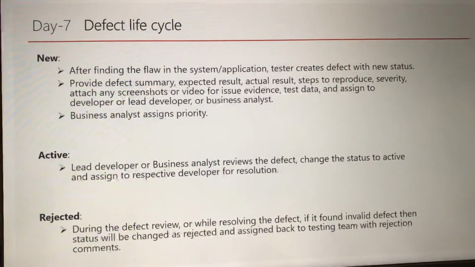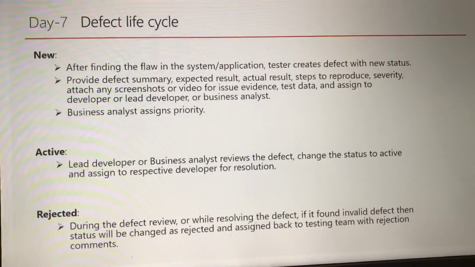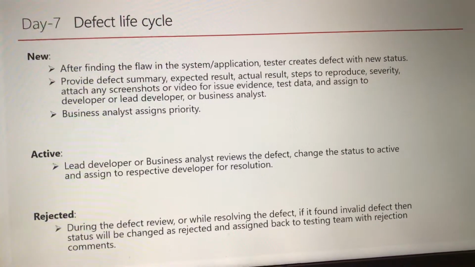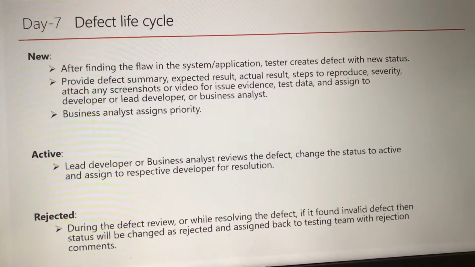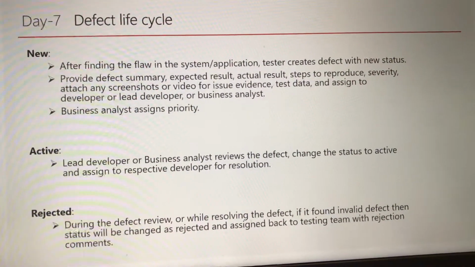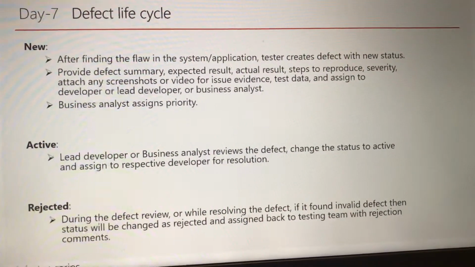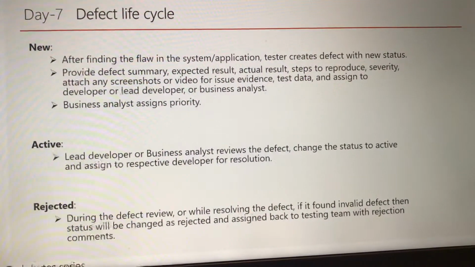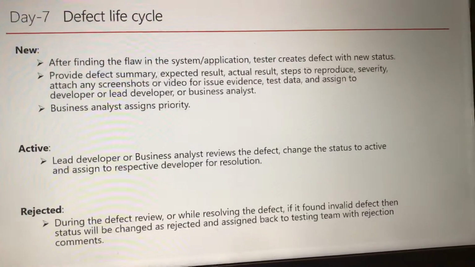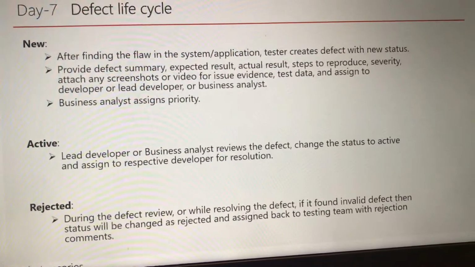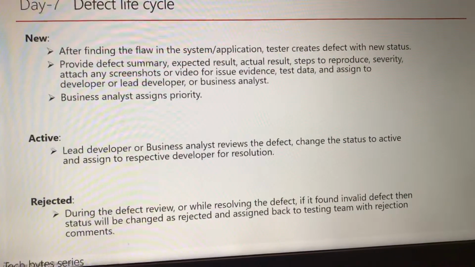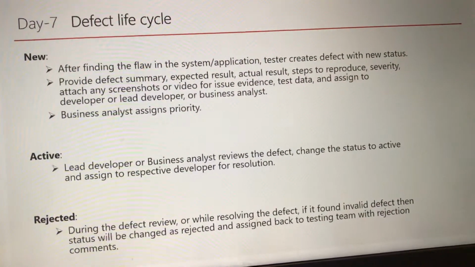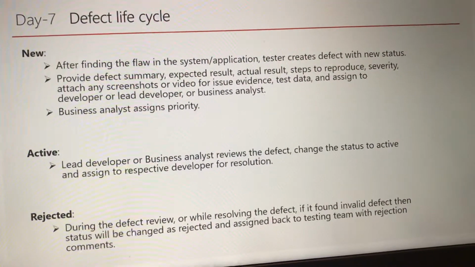New. So once we identify an issue in the software application, the tester creates the defect with a new status and provides the defect summary, what the defect is all about at a very high crispy level, the expected result, what we are expecting out of the issue, the actual result, what actually we have seen, and steps to reproduce the issue. Document each and every step by step how we come to know that is an issue. If the developer has to reproduce, what are the steps he or she has to follow, and the severity of the issue. And then we have to attach any screenshots or video for issue evidence.